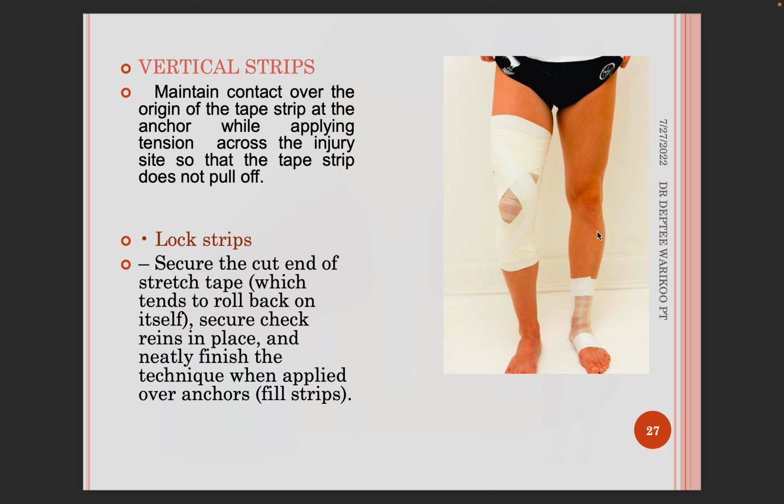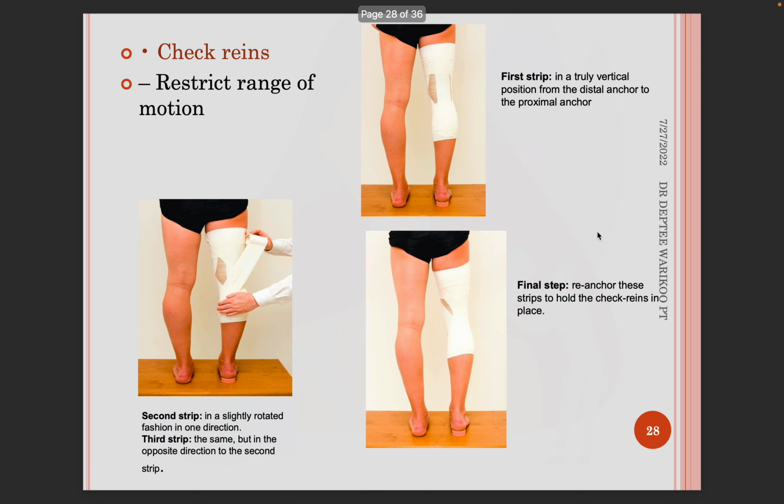of the injured structure. These secure the cut end of the stretch tape to roll back on and secure check reins in place and neatly finish the technique when applied over the anchors. So we apply them over the anchors again to check the reins itself.